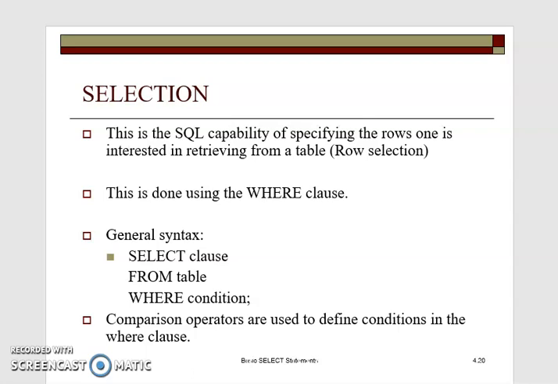So the selection, this is the SQL capability for specifying the rows one is interested in retrieving from the database. This is done by using the where clause, okay? So you can say the select clause from the table, and then you specify the condition. In this case, you can say select from student where registration number is equal to this. So the where will tell you specifically what row you want to return.